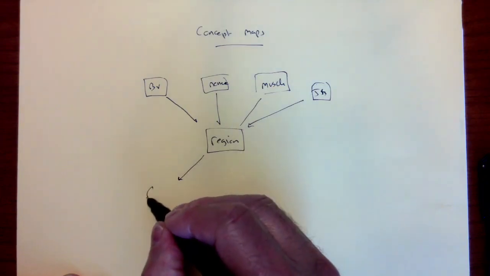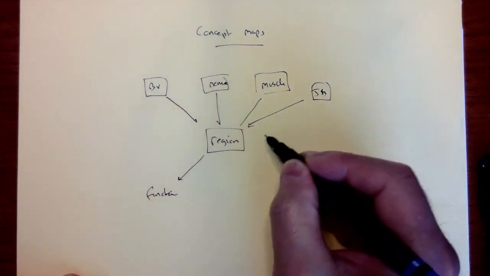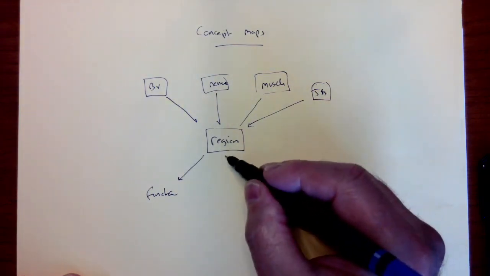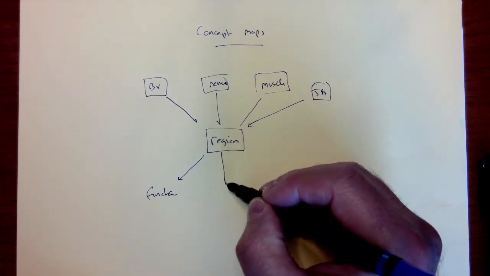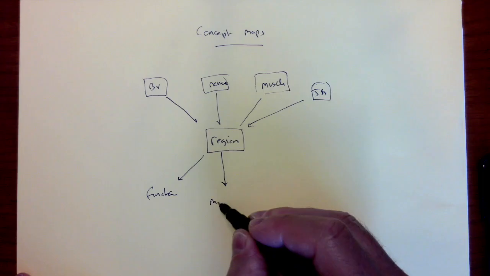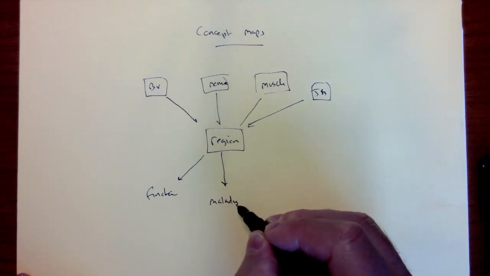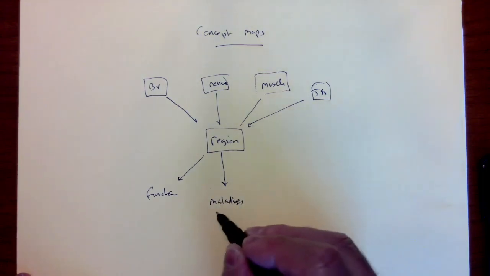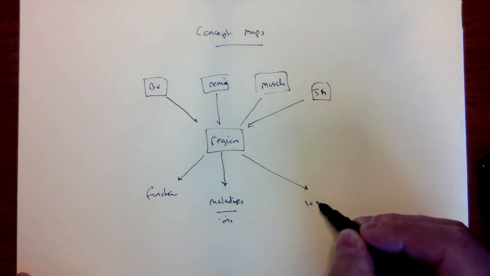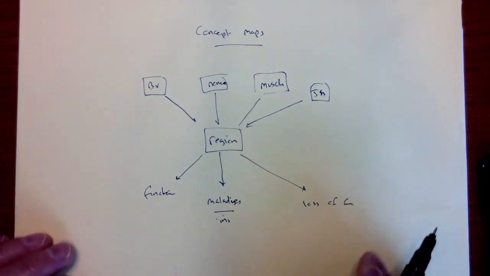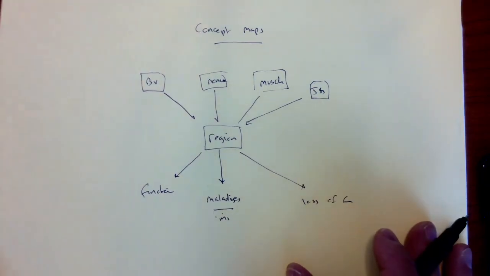Well, what is the function of those components in that region? We could go one step further to another course in the program, and we could say, well, what are the common maladies? What are the injuries? And what could be the loss of function? Okay, that's one simple way to do a concept map.